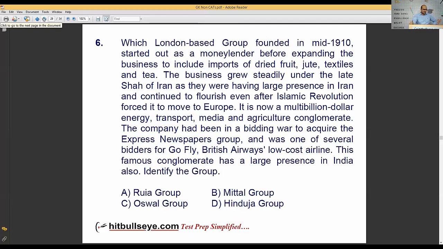Okay. So IIFT last year decided to put in some reading comprehension in the GK section. So just have a go. I'm pretty sure most of you have not even read the question, and you're just making blind guesses. Okay, I hope not. But some of you do have the answer correctly. It is the Hinduja group.